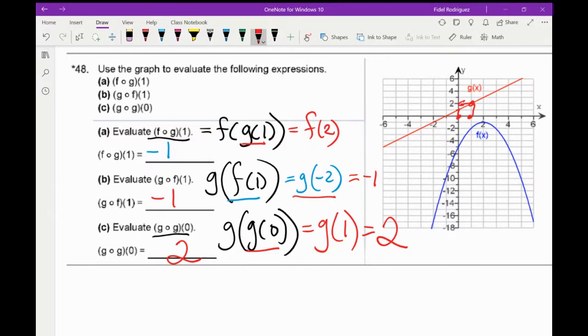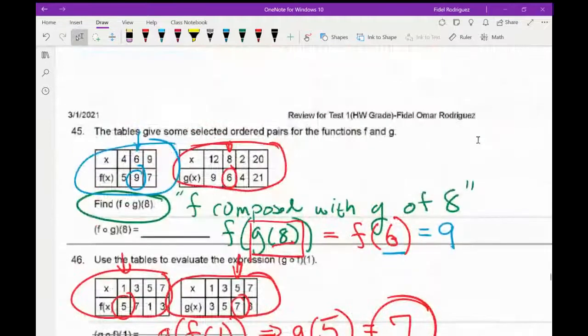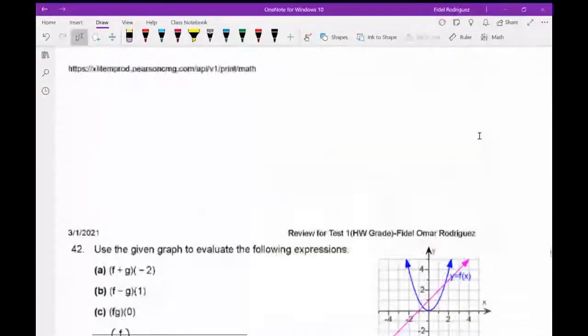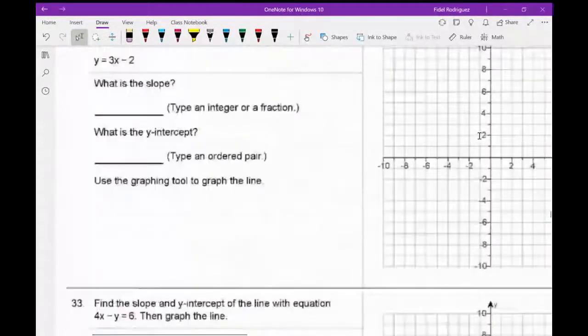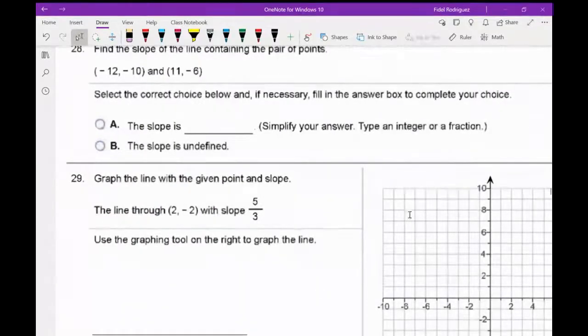I had a question, but it's not from the review. It was from one of the previous homeworks. Do you know which one it was? Let me see. It was in 2.7. The equation is g of x equals f of negative x plus 1.